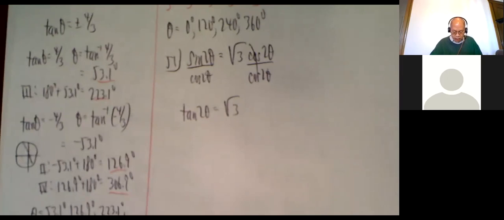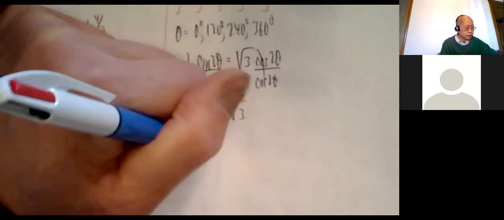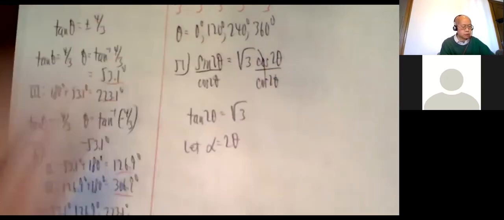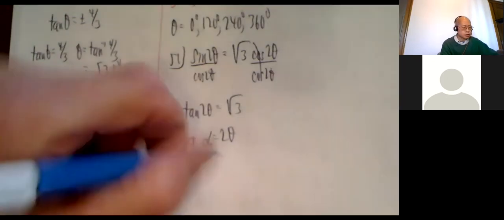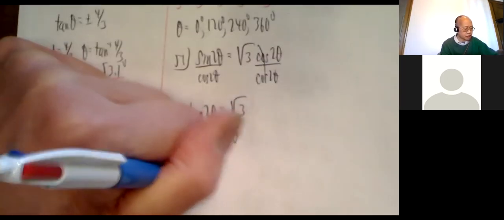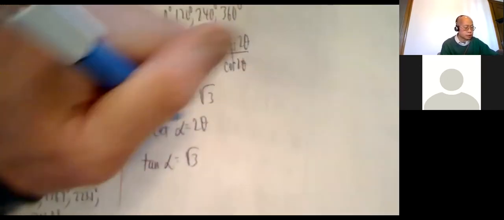All right, so once again, I'll make a substitution. Let alpha equal 2 theta. So I'm doing a much easier equation: tangent of alpha equals radical 3. Let's see where alpha goes.